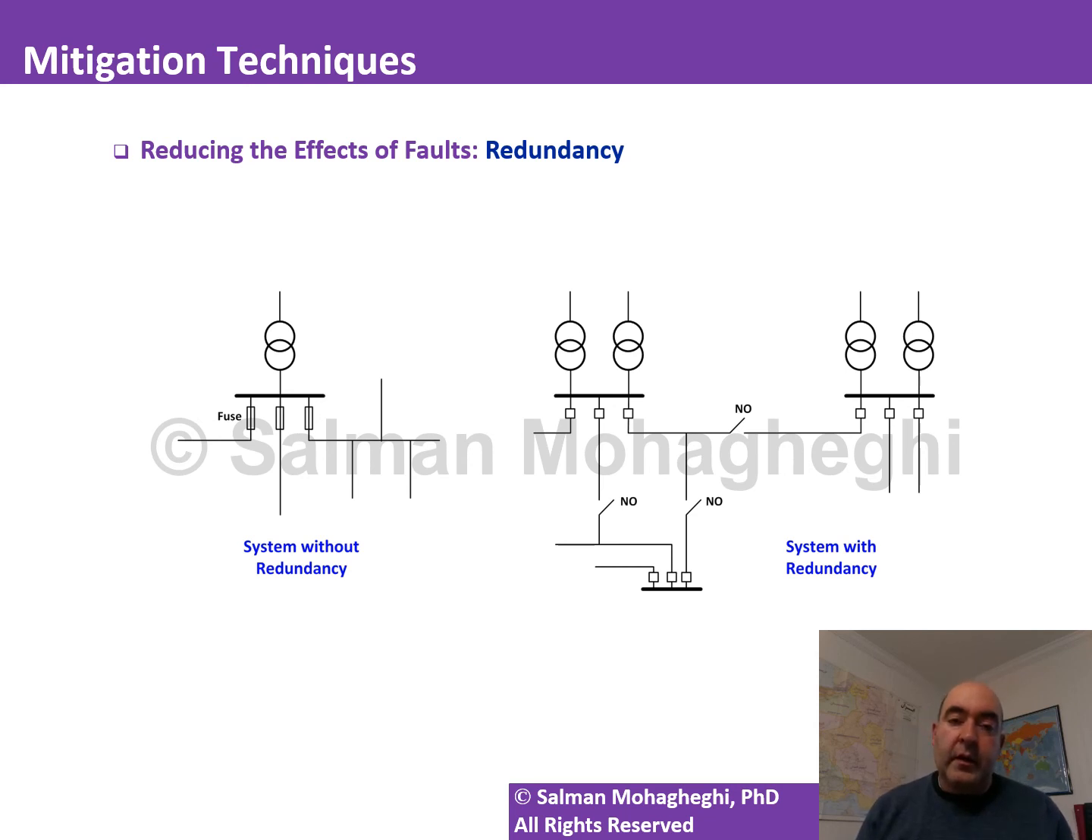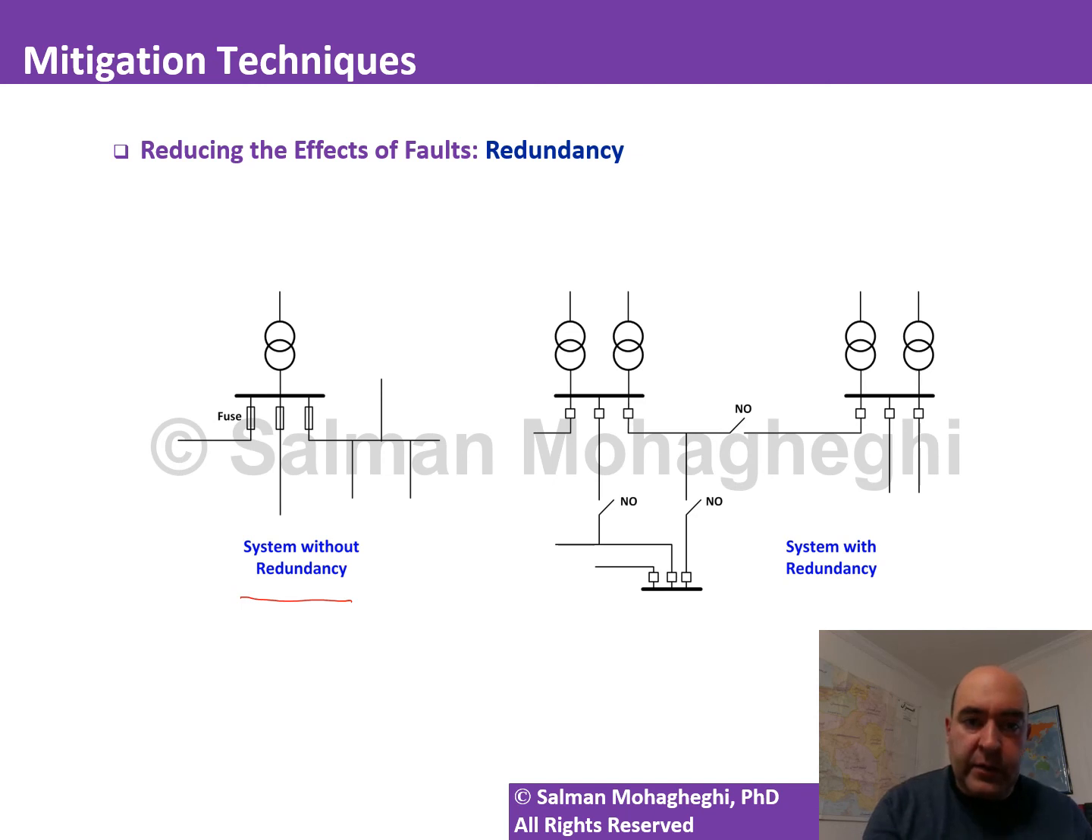Now, one other approach would be to introduce redundancy into the system so that if you have a disturbance, the effect of this disturbance, the effect of this fault on the system, would be less. There are a lot of different techniques. We're going to go through some of them in the next couple of slides. Consider this network on the left. Here is a system without redundancy.